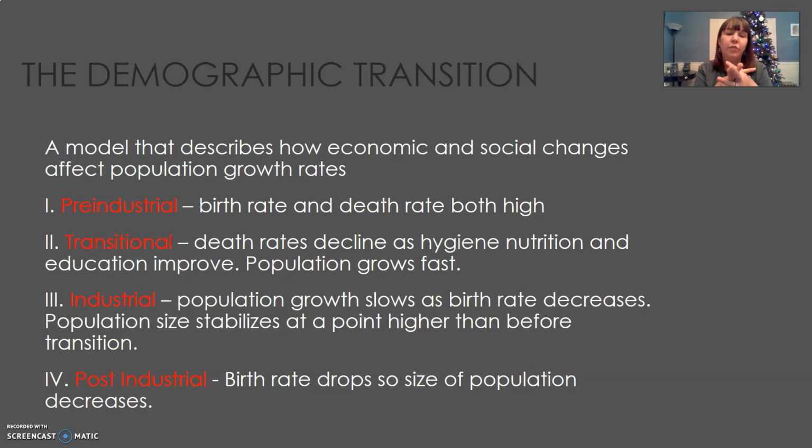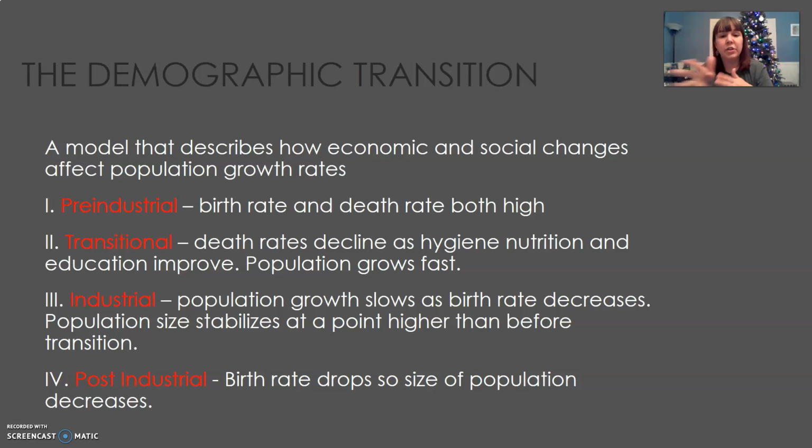Then we get to that industrial phase, which is about where we are now. We're towards the end of our industrial phase, where our population growth has begun to slow down as not only our death rate has declined, but also our birth rate begins to decline. We end up with better education and better health. We get a diverse economy where you don't need as many children to help out on the farm. And therefore, we have a declining or a slowing birth rate.